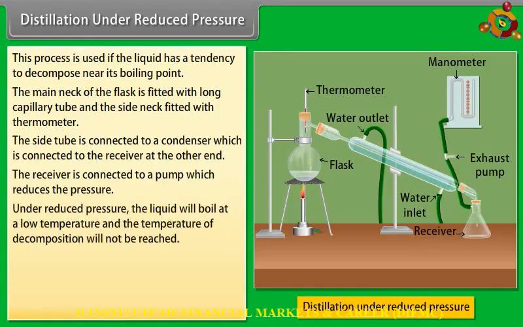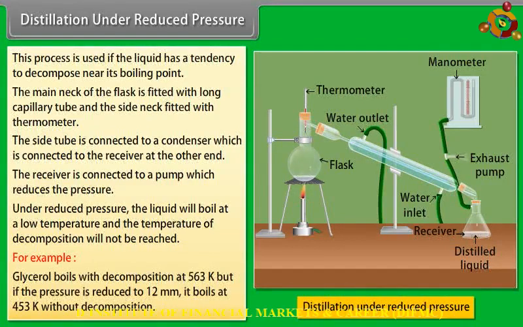Under reduced pressure, the liquid will boil at a low temperature and the temperature of decomposition will not be reached. For example, glycerol boils with decomposition at 563 Kelvin, but if the pressure is reduced to 12 millimeters, it boils at 453 Kelvin without decomposition.